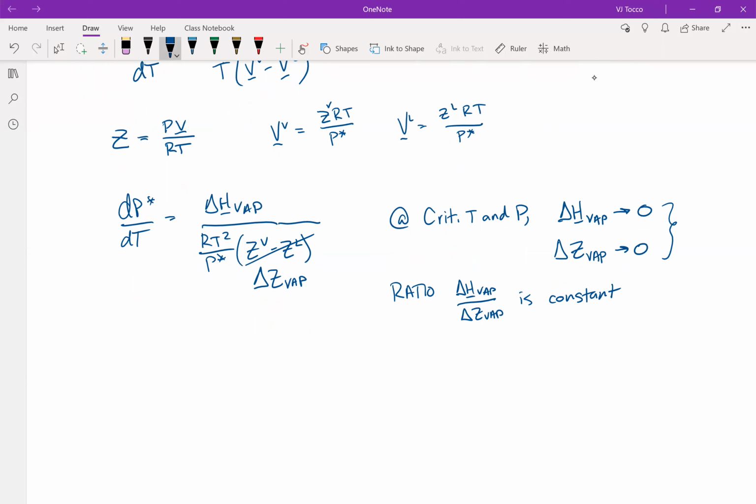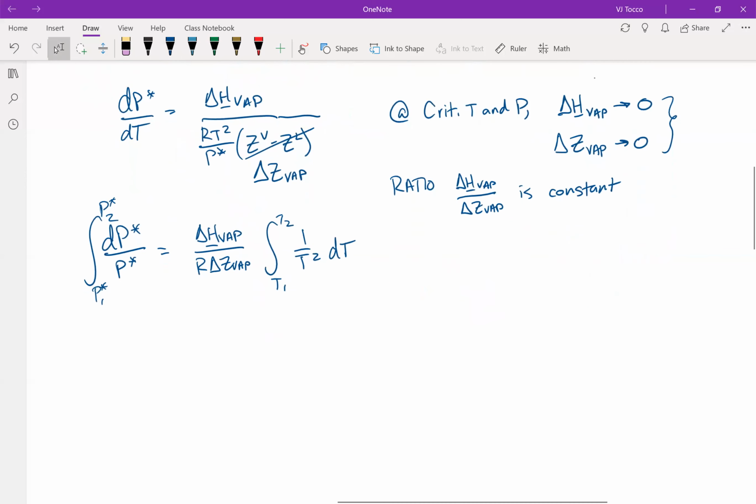Whatever those values are, we're going to assume that they change roughly the same as they both go to 0 at the same point. That fact is what enables us to pull this value out of the integral. So we can integrate this now. I've got dP star over P star equal to delta H vaporization over R delta Z vaporization, integrated with a 1 over T squared left over dT, going from T1 to T2 and P star 1 to P star 2.